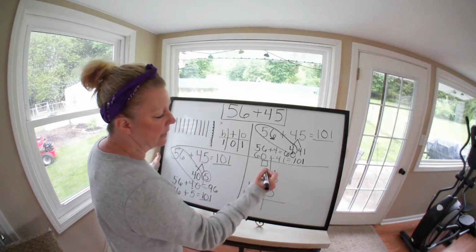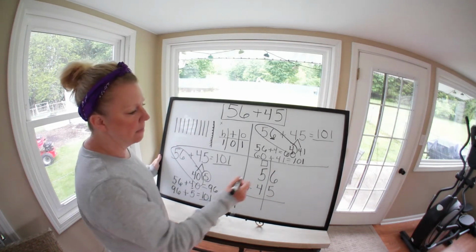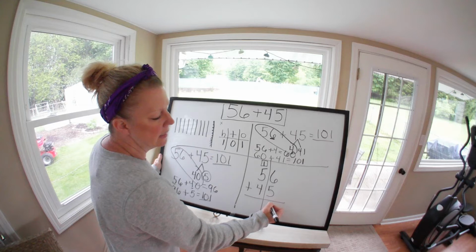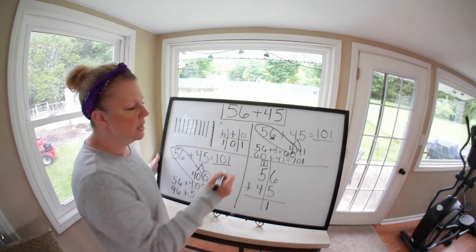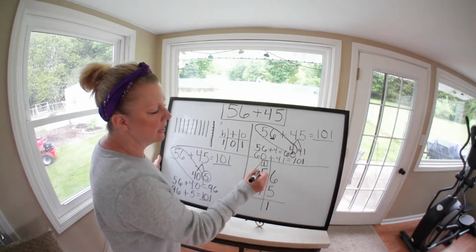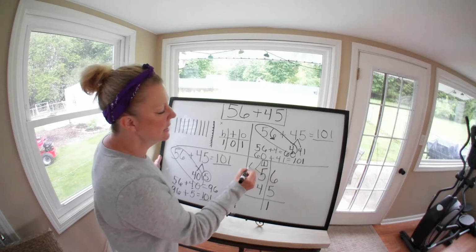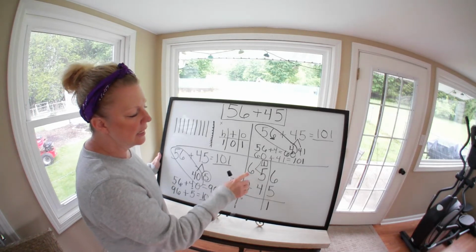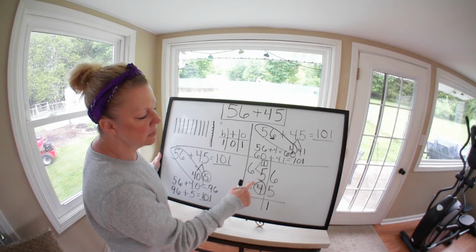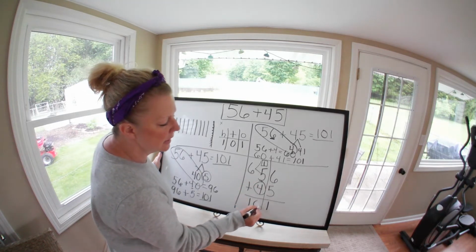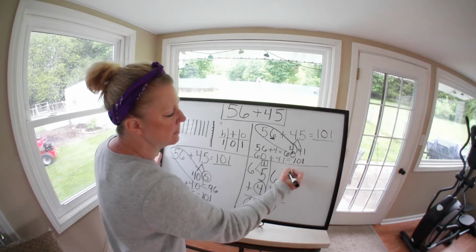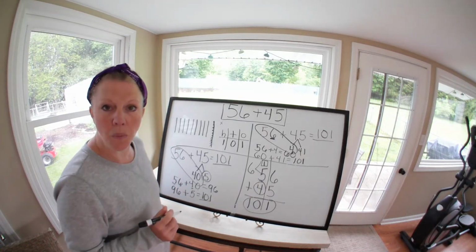So I have 11. I can't write 11 down here. So I have to do 1, 10, 1, 1. So now I'm going to do side caret here. 5 plus 1 more is 6. And then I can't forget about this number down here. So 6 plus 4 more is 10. And there's my answer, 101.